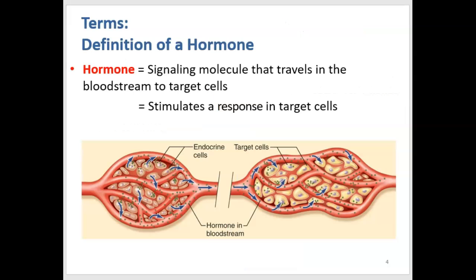So first, let's review the definition of a hormone. A hormone is a signaling molecule that travels in the bloodstream to target cells, and once it reaches the target cells, stimulates a response in the target cells.